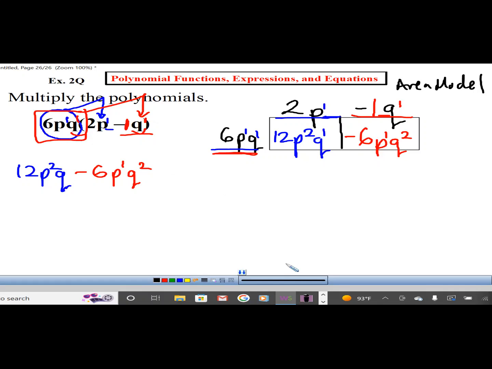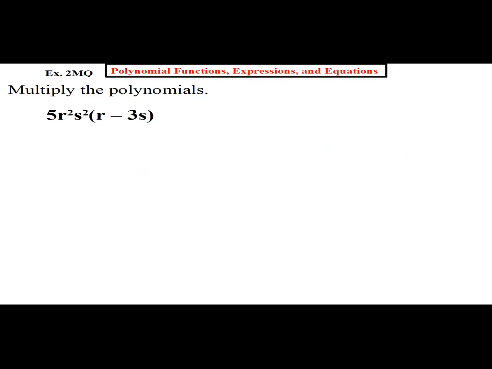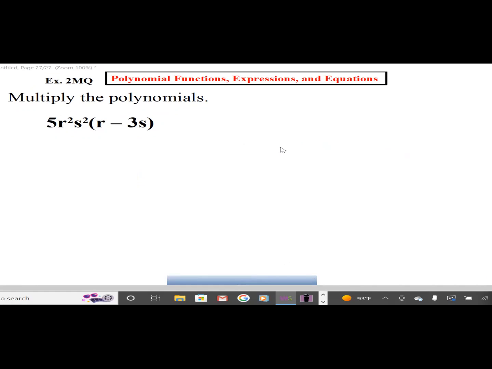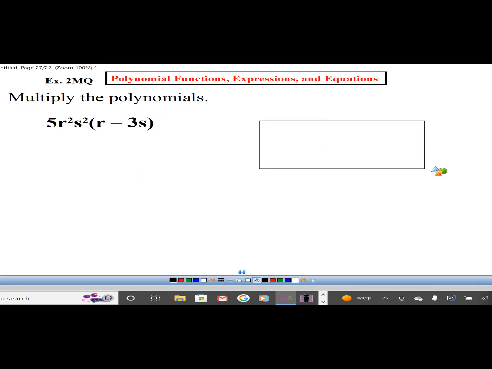All right. So I'm going to give you another one. Use the area model for this next one. Example 2: write that down, 5r squared s squared times r minus 3s. Using the area model. Help me set it up, please. Dylan, what do I write here?